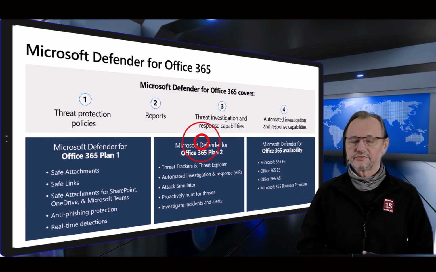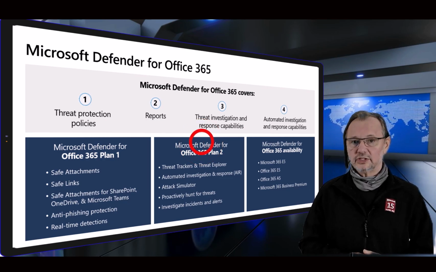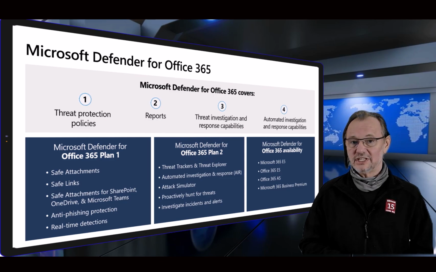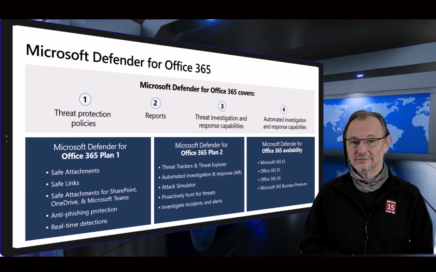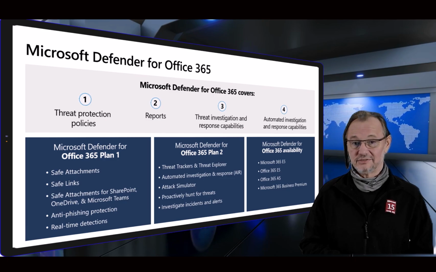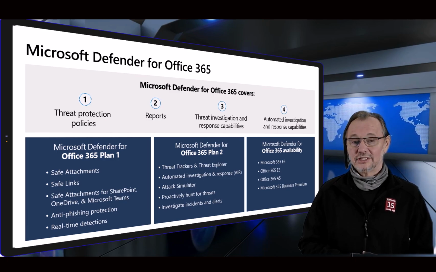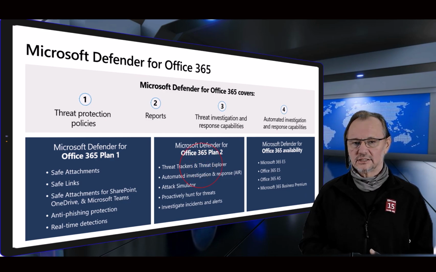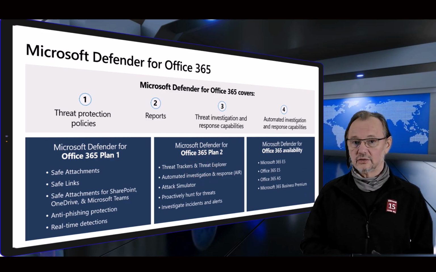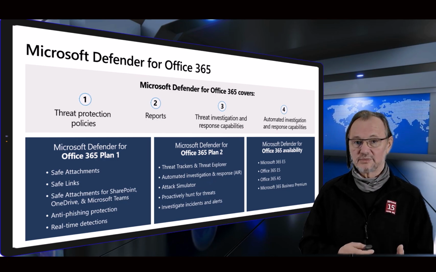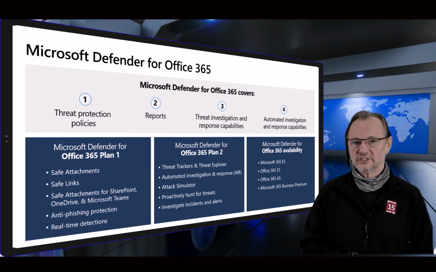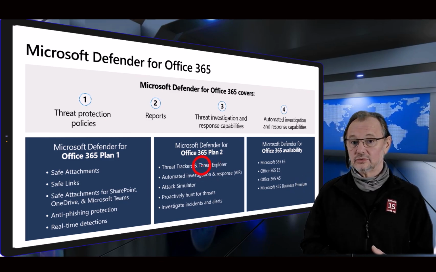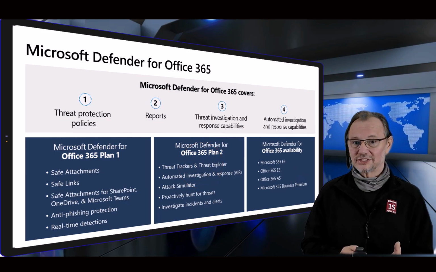Plan 2 includes all core features of Plan 1 and provides automation, investigation, remediation, and simulation tools to help protect your Office 365 suite. Threat Trackers provide the latest intelligence on prevailing cybersecurity issues and allow organizations to take countermeasures before they are actually threats. Threat Explorer is a real-time report that allows you to identify and analyze risky threats.